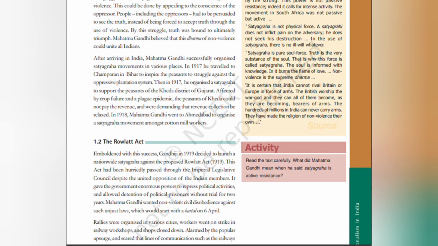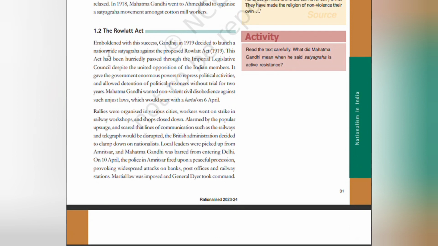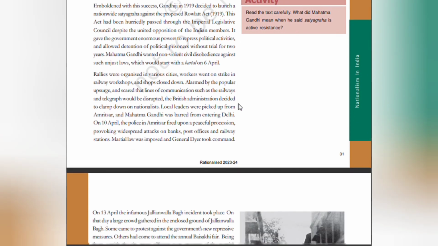The Rowlatt Act. Emboldened with the success, Gandhiji in 1919 decided to launch a nationwide satyagraha against the proposed Rowlatt Act of 1919. This act had been hurriedly passed through the Imperial Legislative Council despite the united opposition of the Indian members. It gave the government enormous powers to repress political activities and allowed detention of political prisoners without trial for 2 years. Mahatma Gandhi wanted non-violent civil disobedience against such unjust laws, which could start with a Hartal on 6th April. Rallies were organized in various cities. Workers went on strike in railway workshops and shops closed down.